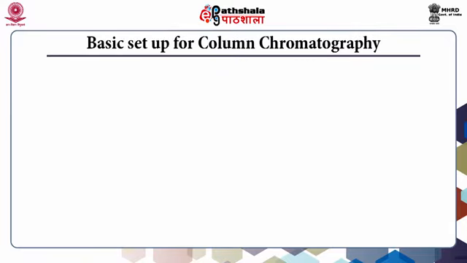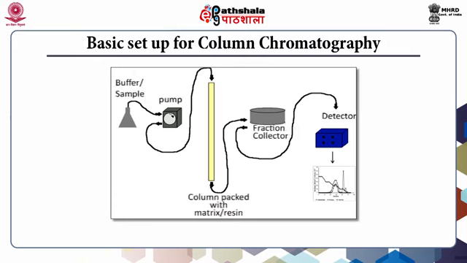The basic components required for column chromatography are shown in this figure. So, what is a column? A columnar glass reservoir of various length and diameter, which is cleaned, pre-packed with a matrix or resin and is attached to a chromatographic setup. The stationary phase consists of an inert matrix, which is a resin, packed into this column, having functional groups bound to it.